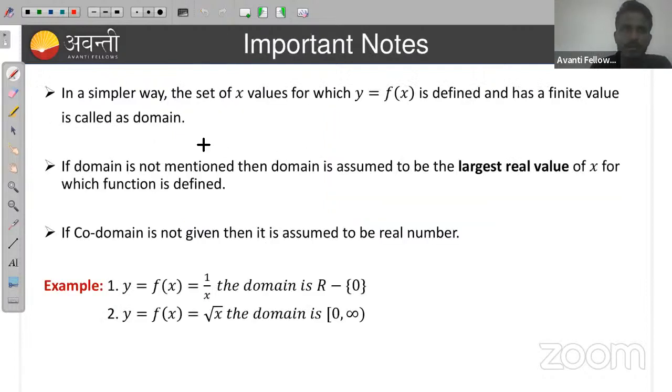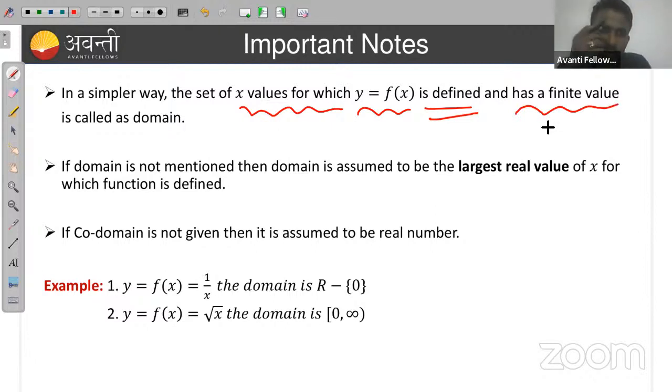Next is the domain. In a simpler way, the domain is the set of x values for which y equals f of x is defined and has a finite value. So if someone asks what you mean by domain, you will tell them that you put x in that function, and if the function is defined and gives a finite value as output, then that x is in the domain. Just like this, f of x is equal to 1 by x.